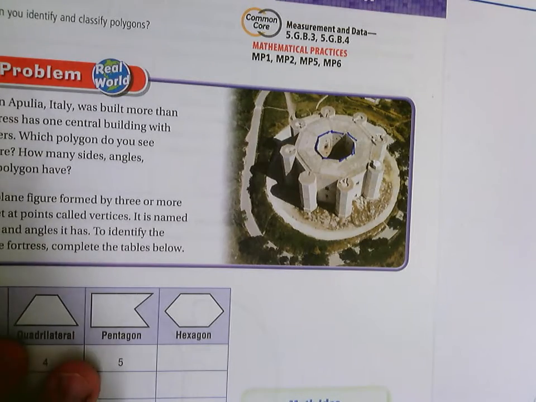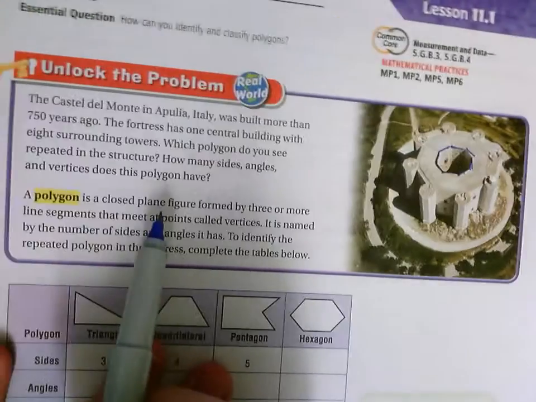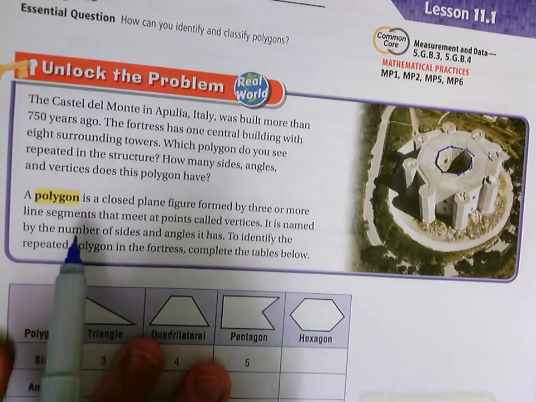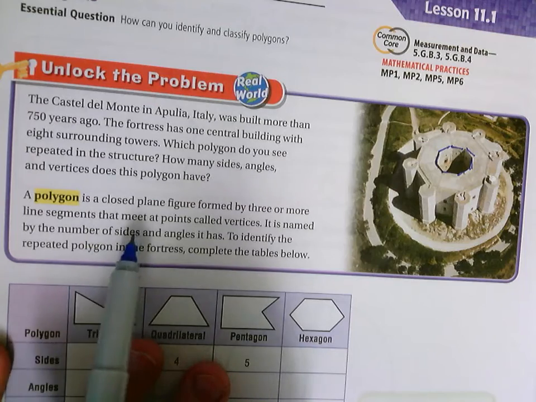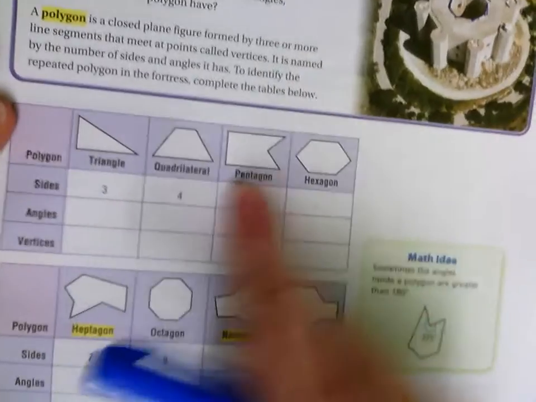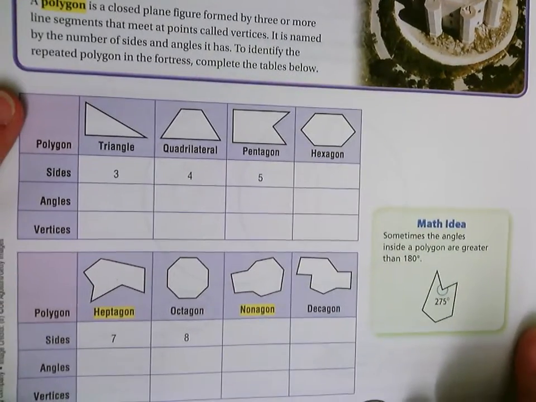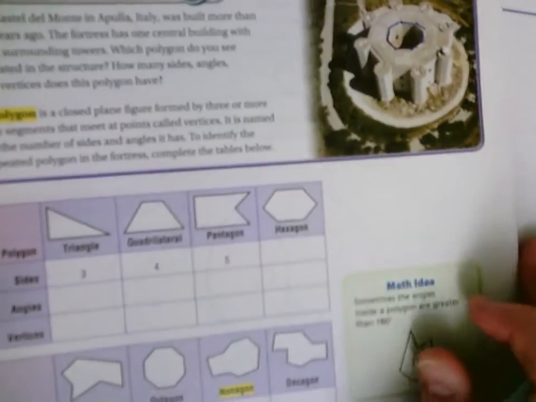All right, so a polygon, again, is a closed plane figure. That just means it's flat. Oops, I'm moving it over. Closed plane figure formed by 3 or more line segments that meet at points called vertices. It is named by the number of sides and angles that it has. To identify repeated polygons in the fortress, complete the tables below. So we're going to take a look at some different types of polygons. There are many, many polygons, but these are probably the most common ones. We're going to take a look at all of those, and we're going to use that to help figure out how we can name this one in our picture.